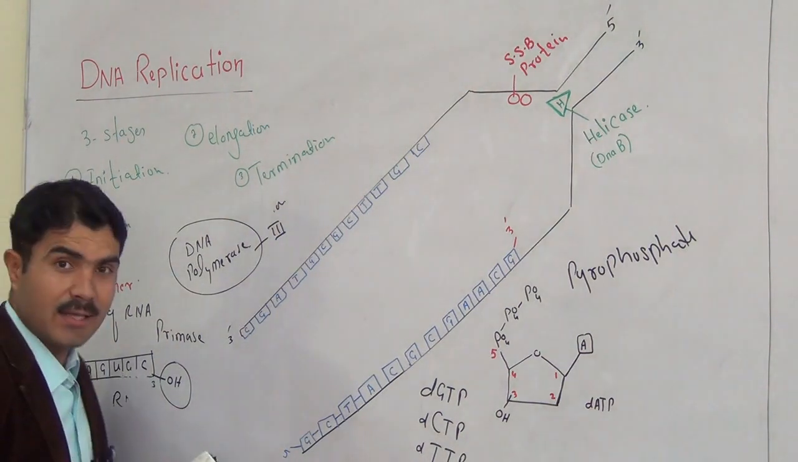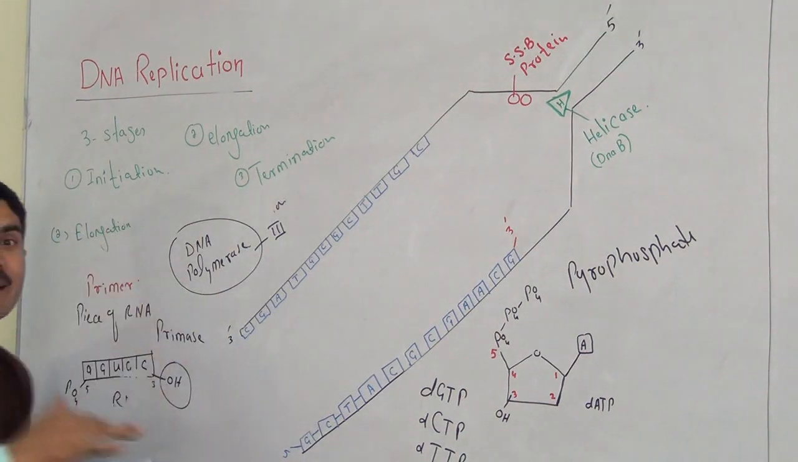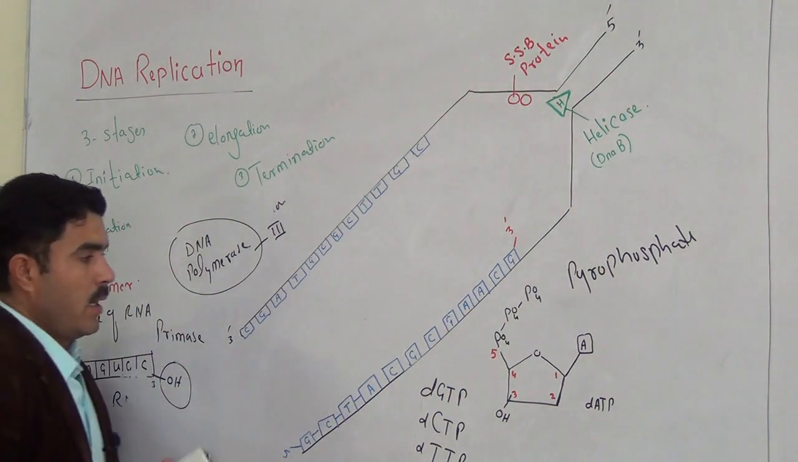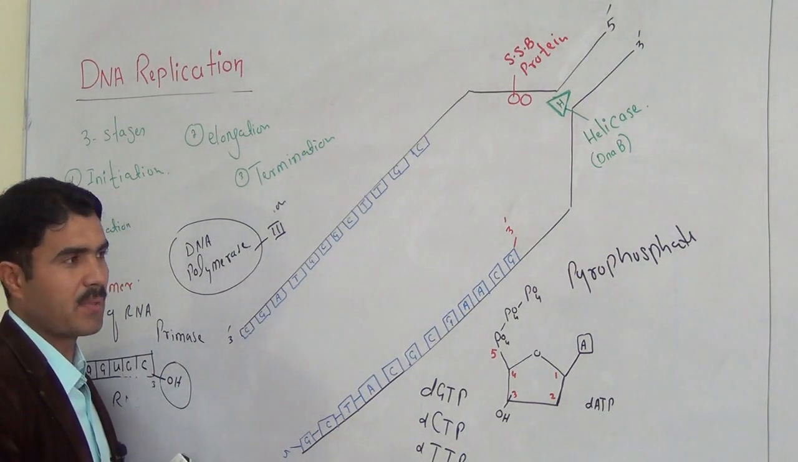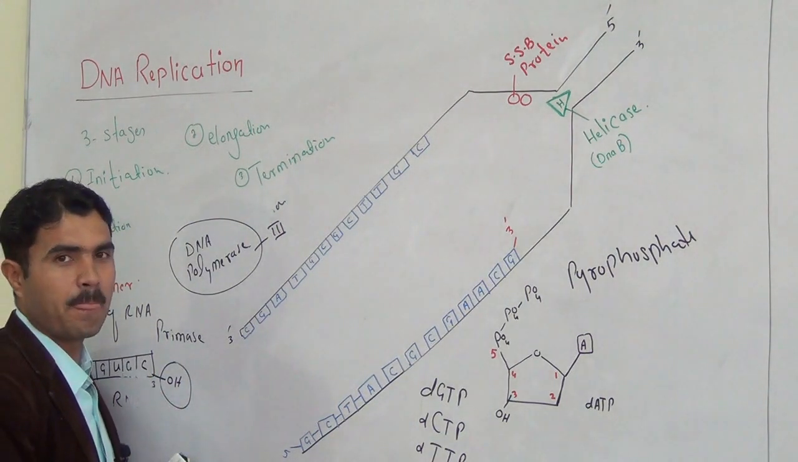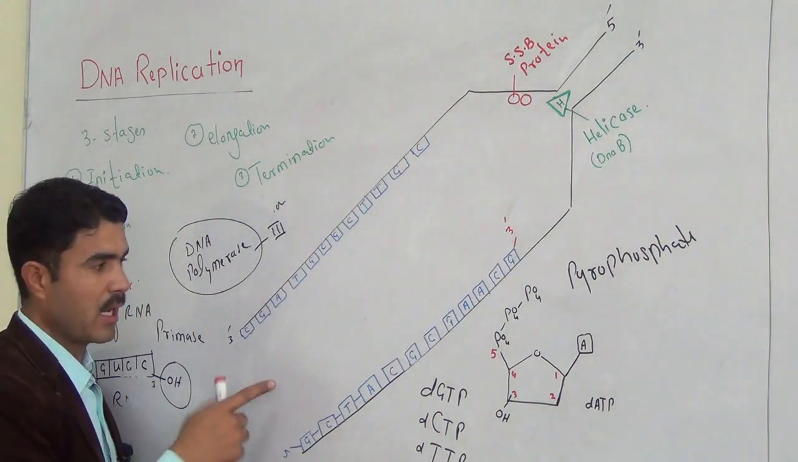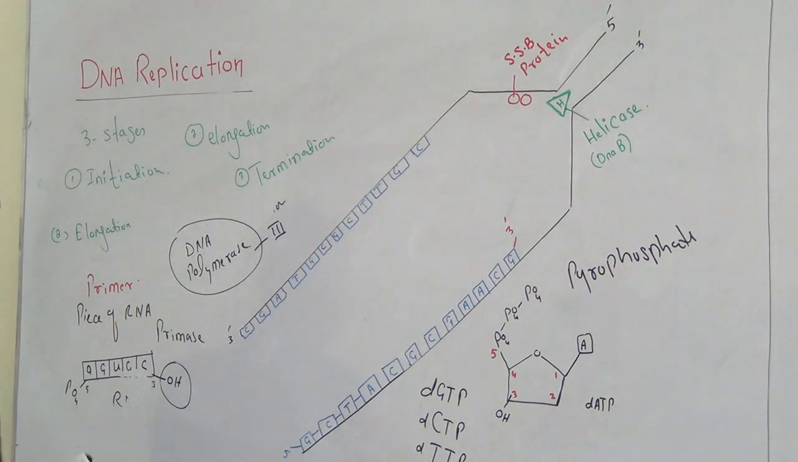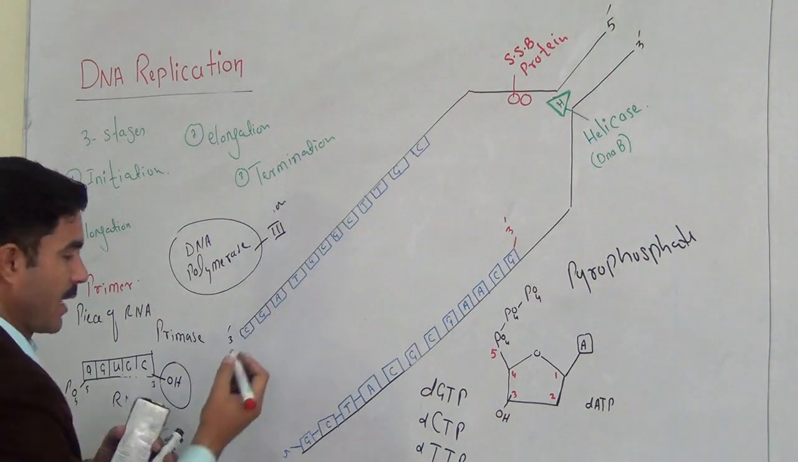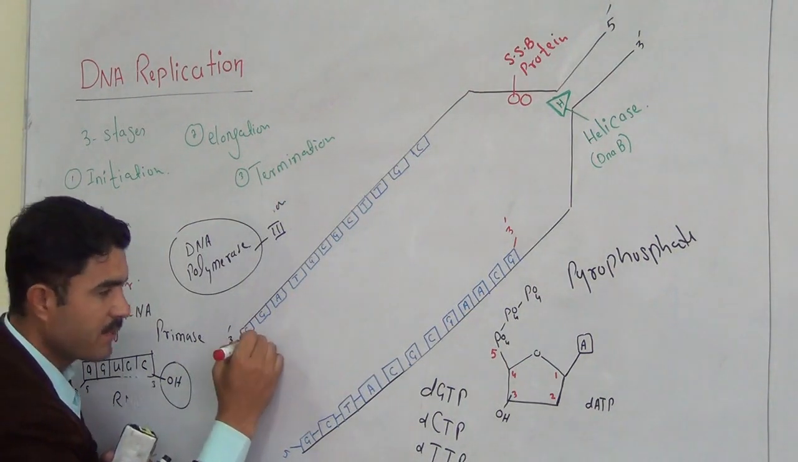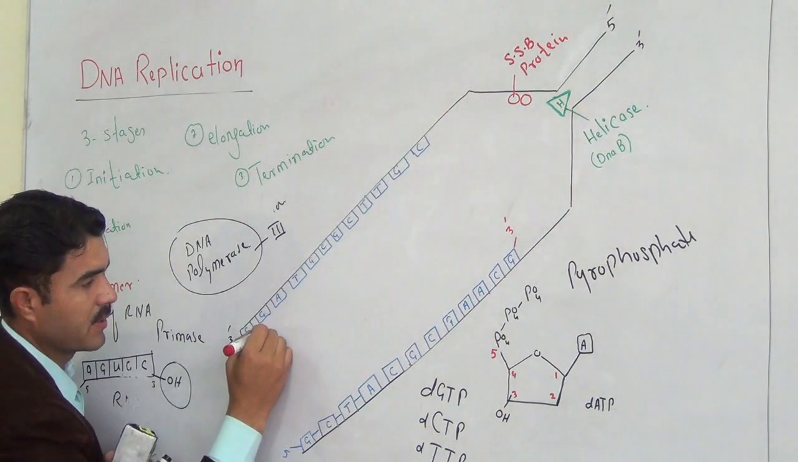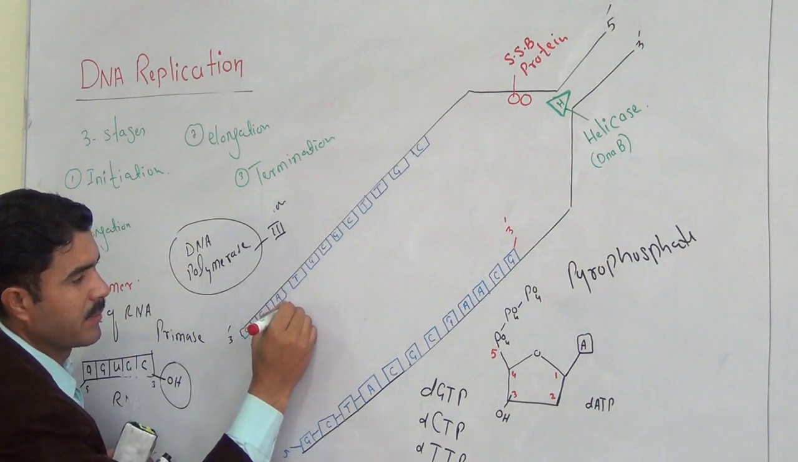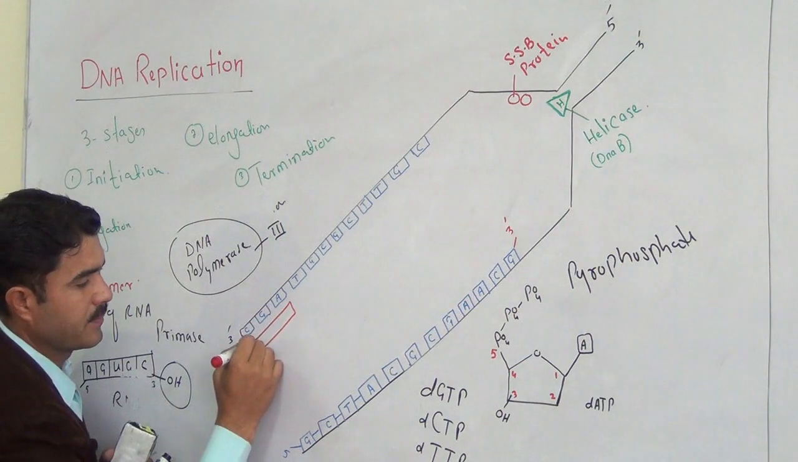So let's start, because we are in the second process, elongation. As I told you, the DNA polymerase enzyme can only start when the primer is there. So first of all, we will add a primer. Let's suppose this is the primer here, a small piece of RNA that we have. Here is the primer. Okay.